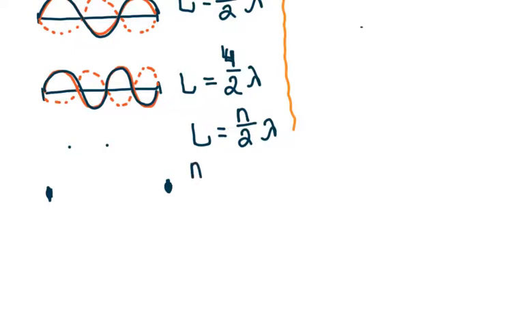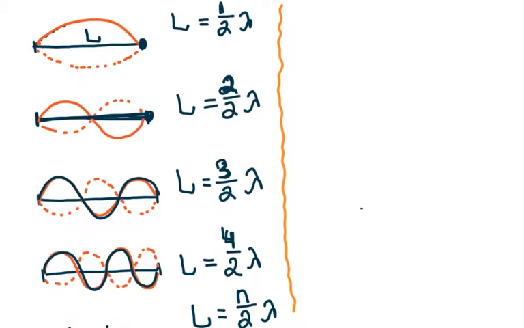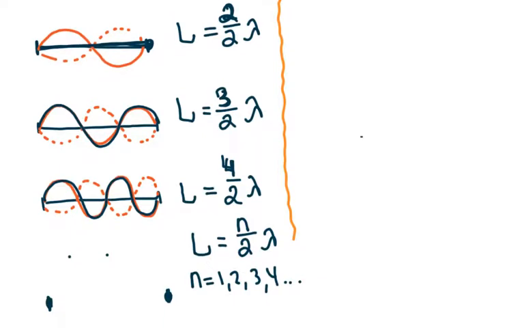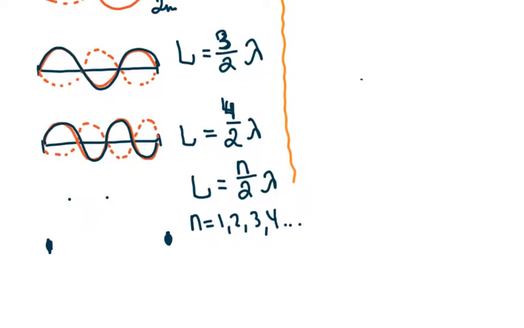So my n is equal to 1 and 2 and 3 and 4 and so on. And these 1, 2, 3, and 4 are called harmonics. So this one is called first harmonic and fundamental. This one is called second harmonic. This one is third harmonic, and so on.